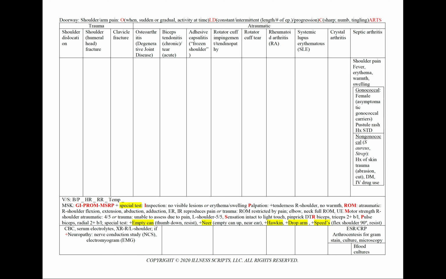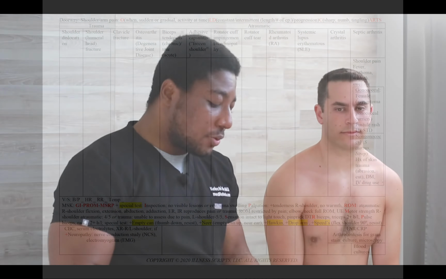And finally, in septic arthritis, we'll see shoulder pain, and again with a fever, erythema, warmth, or swelling. And in gonococcal, commonly in the female because they're asymptomatic gonococcal carriers, we'll have a characteristic pustular rash with a history of STDs. Or in the non-gonococcal form, from Staph aureus or strep, we'll have a history of skin trauma, abrasions or cuts, diabetes, or IV drug use. And we'll add here blood cultures.